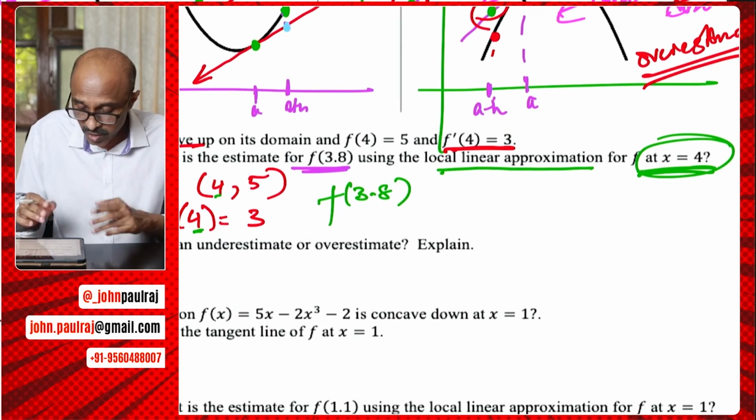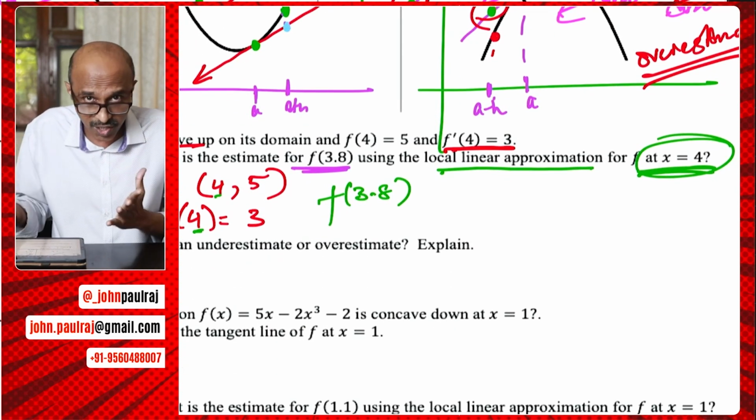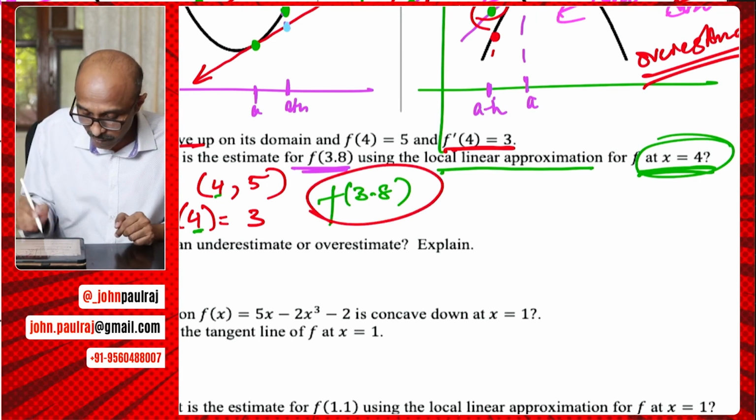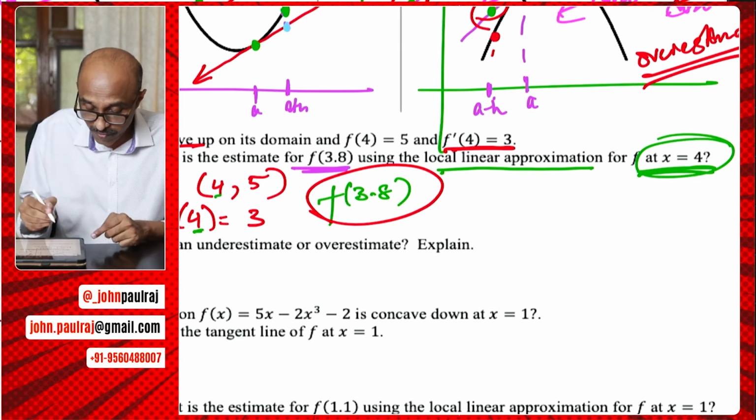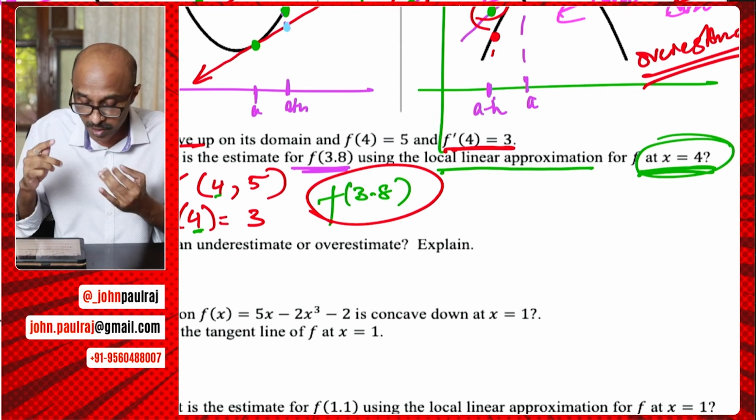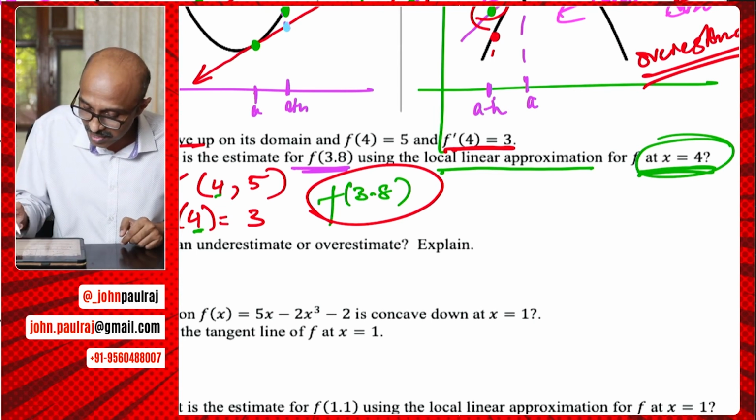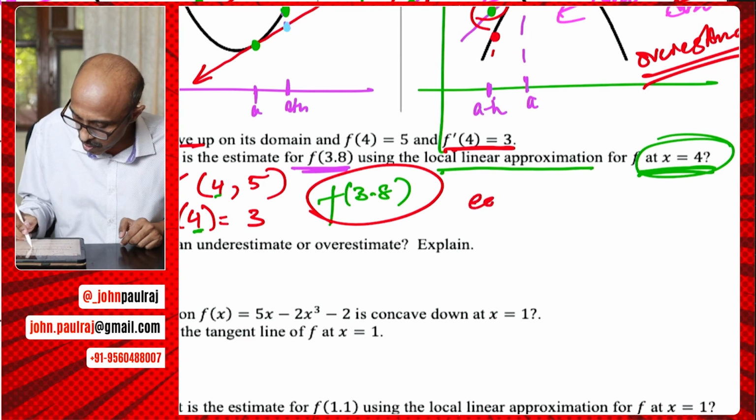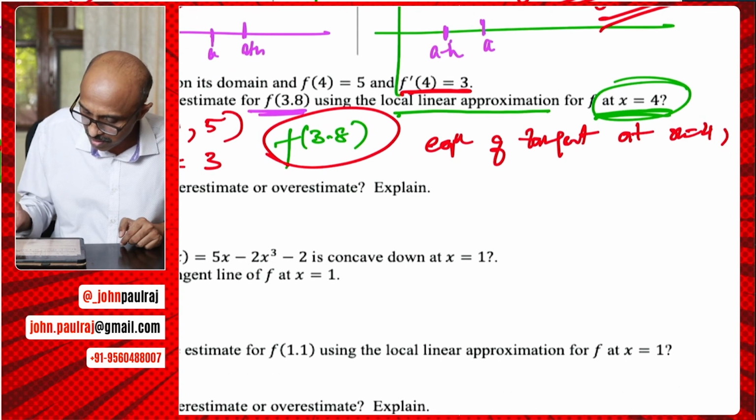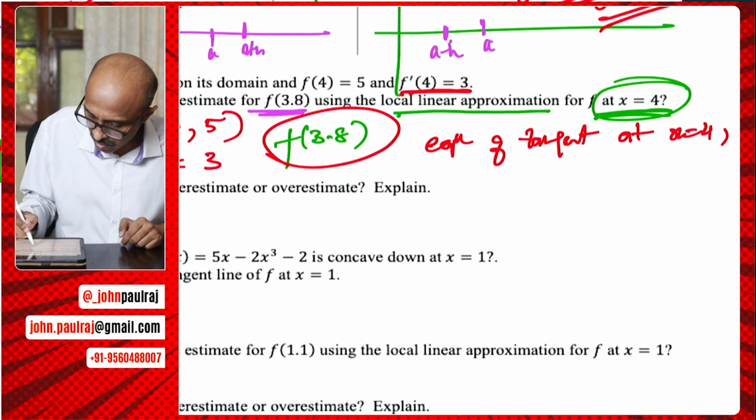It's concave up. So all that we need to do is find the equation of the tangent line. Using the equation of the tangent line, we are going to find an approximation for f of 3.8. Clear? So we've got the slope of the tangent line, and we've got the point, so we find the equation using point slope form again. So the equation of the tangent at x equals 4 is going to be y minus y1 is equal to m, which is 3, times x minus x1, which is 4.